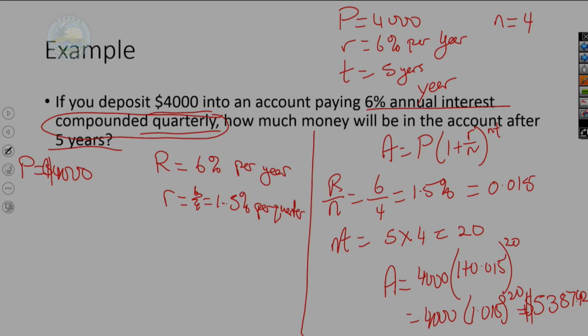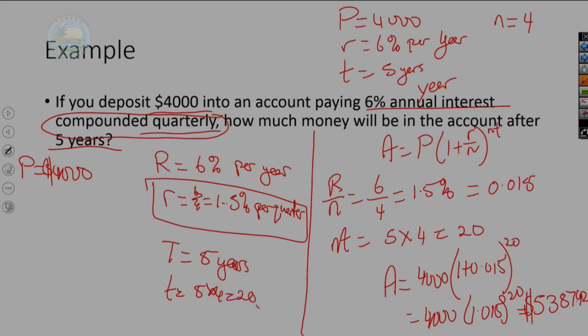Yeah? So now we have our interest rate per quarter. What was our time given? Our time given was 5 years. Well, if there are 4 quarters in 1 year, how many quarters will there be in 5 years? Well, that means it will be 5 times 4, which is 20.